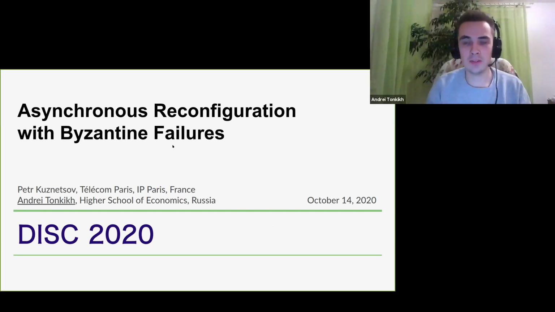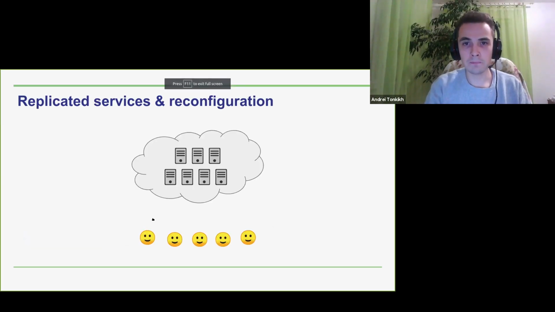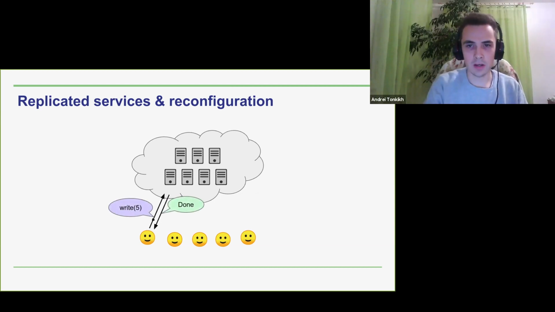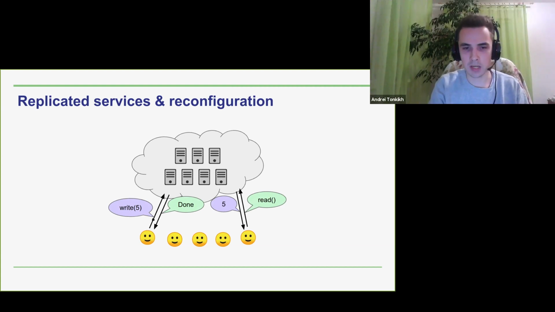In this presentation, I will give you a brief introduction to the problem of asynchronous reconfiguration in the presence of Byzantine failures. This is joint work with Petr Kuznetsov. Consider a set of clients that communicate with a collection of servers, which we also call replicas. The servers implement a distributed object and the clients operate on that object. Such protocols are typically based on the assumption that a certain fraction of replicas do not fail and follow the prescribed protocol.